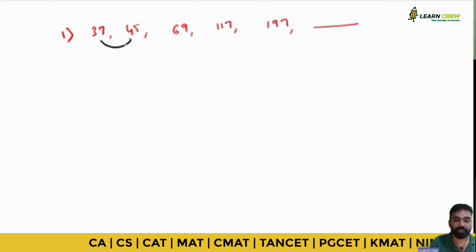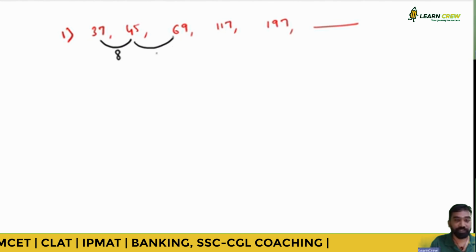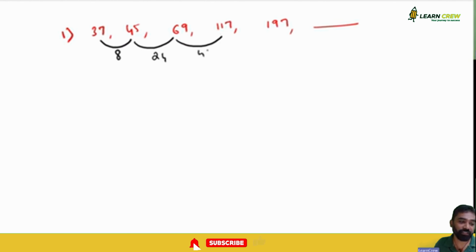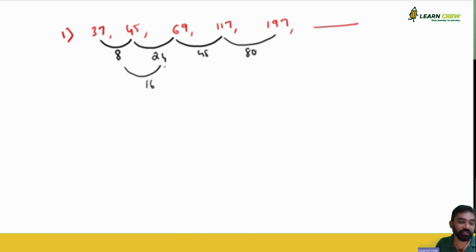Find the difference between these two: 8. Next: 24. Next: 48. Your addition and subtraction should be very fast here. Can you find a pattern? No. So go for the double difference. The differences between these are 16, 24, 32. Can you find the pattern between them?